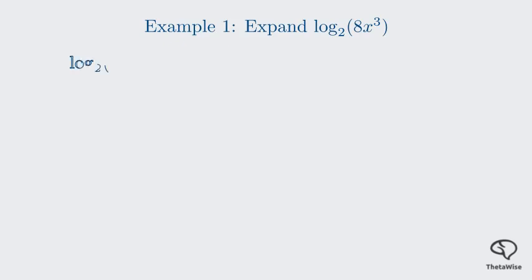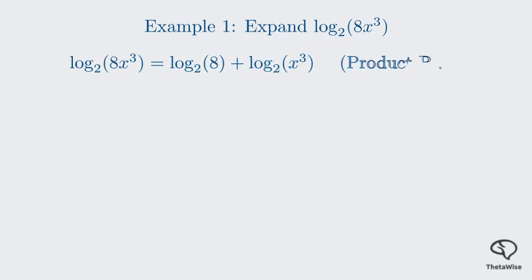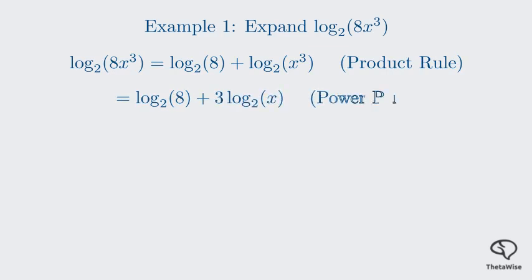Let's use these properties to expand and condense logarithmic expressions. Example 1. Expand the expression log base 2 of 8x cubed. First, we use the product rule to separate the 8 and the x cubed. This gives us log base 2 of 8 plus log base 2 of x cubed. Then, we use the power rule on the second term to bring the 3 down. This gives us log base 2 of 8 plus 3 times log base 2 of x.